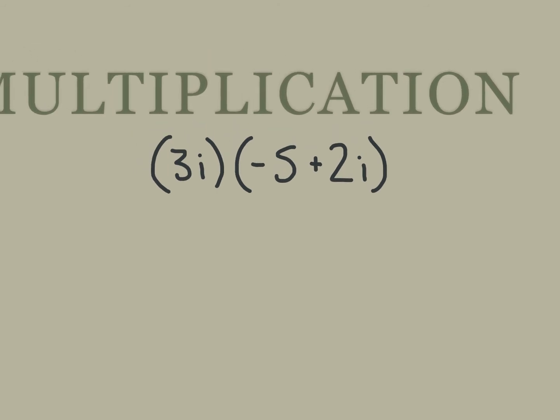So this one's a little bit different because we are only multiplying one term by 2 terms. So we don't have to FOIL. We only FOIL when it's 2 and 2. So here we just distribute. So when you're just multiplying one term times 2 terms, all we do is distribute. So what's 3i times negative 5? Negative 15i. So we just multiply the numbers and the i just stays there.